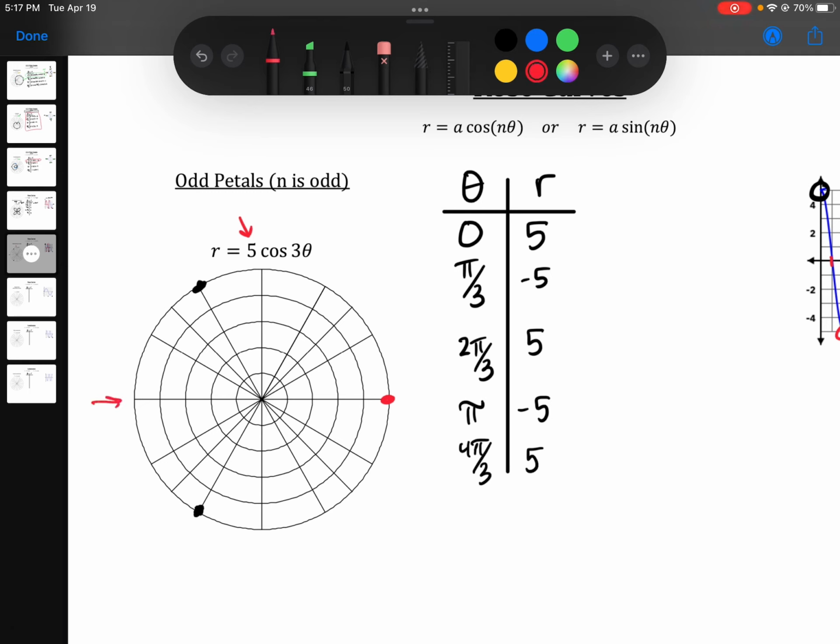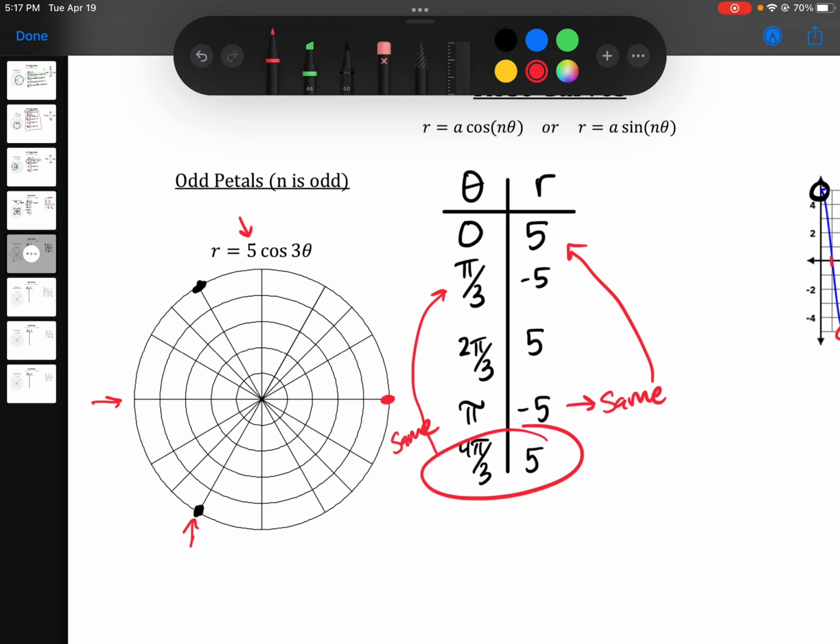I need to go back, and we've actually repeated, or I should just say they're the same as the original. So if you try to do 4 pi-thirds, 5, you'll actually end up in the same spot as this one, and it just keeps repeating. So this is the same as that one. So for the odd petals, they repeat a lot quicker than for even petals. In fact, you'll notice for odd, whatever the n value is, n tells you the number of petals. You don't double them. So notice there's actually only 3 locations.